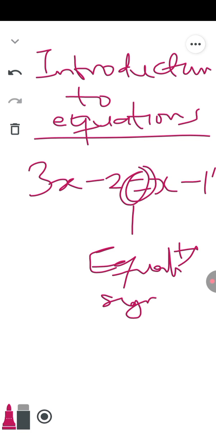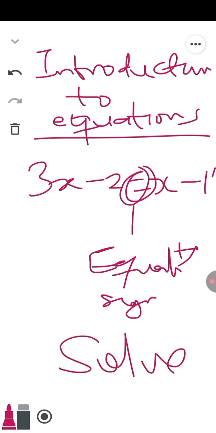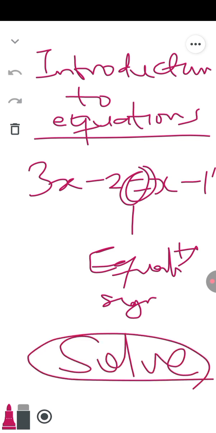Now that we know what an equation is, let's move a step ahead. How do we undo equations when we see them in questions? What do you want to do with them? So when you have an equation, what you'll be told to do is to what? To solve. What did I say? To solve. When you have an equation, you are expected to solve it.